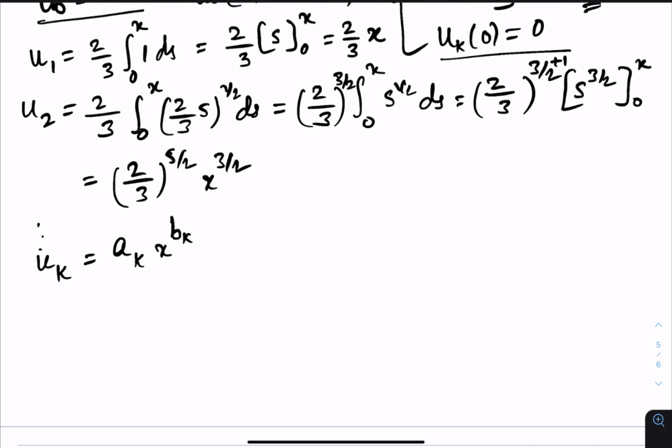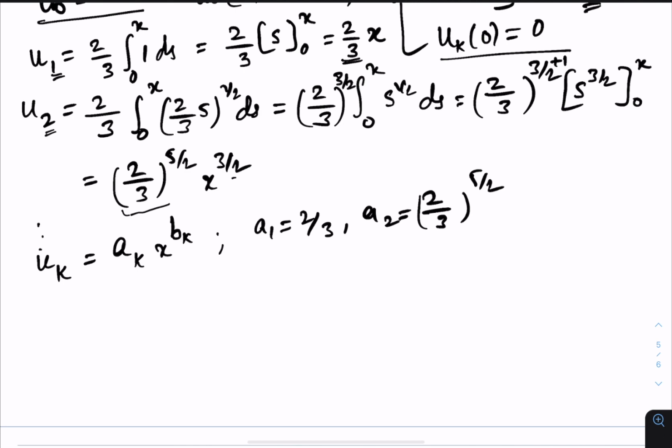Because here is a 2 by 3 x power. So U1 was x power 1, U2 was x power 3 by 2 with some scalar multiplied. So UK is of this form, where as you have seen, your A1 is 2 by 3, your A2 is 2 by 3, 5 by 2, and if you keep going on, you will get that your A3 is 2 by 3, 9 by 4, 4 by 7, and so on.